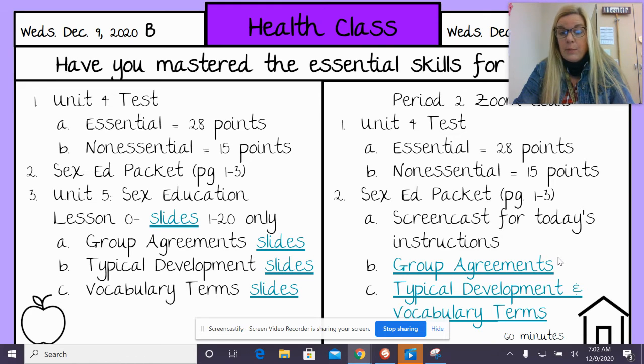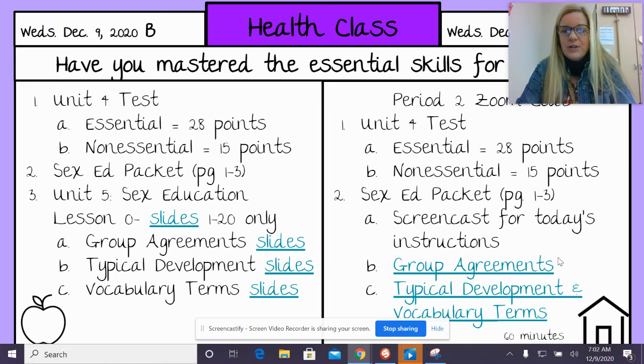But letter B on today's agenda on the right side is a screencast of my explanation of what each of the agreements is, because you're going to see like a picture of Elmo. What the heck is Elmo? Well, I'll go over that. And then letter C on the agenda is going through the rest of the slides for today.